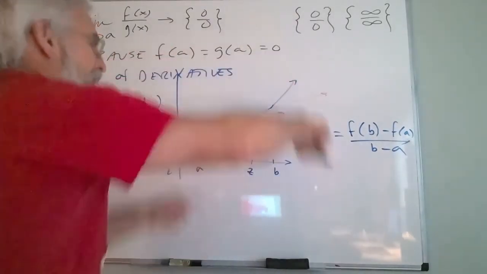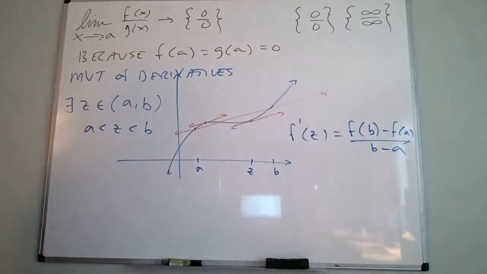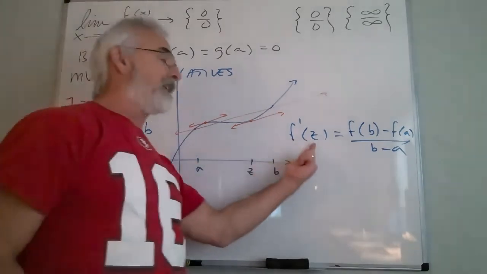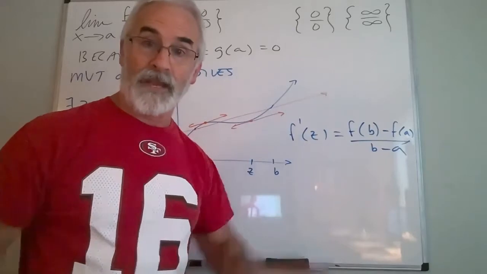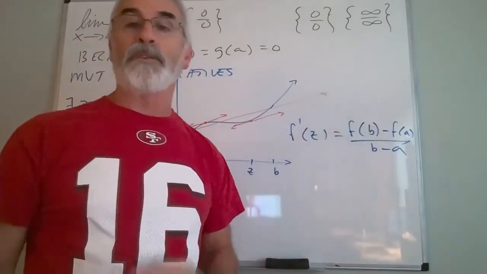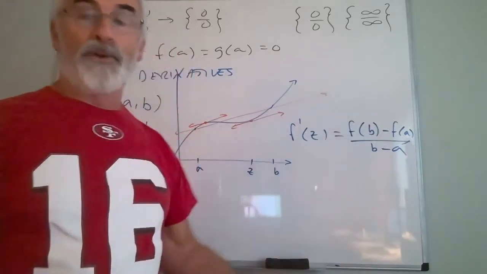So the concept here of this rolling ruler: as long as my function is differentiable, I am guaranteed the existence of at least one value of z. I don't need multiple, I just need at least one. Okay, that's the mean value theorem. We're going to use this to prove a bigger one.